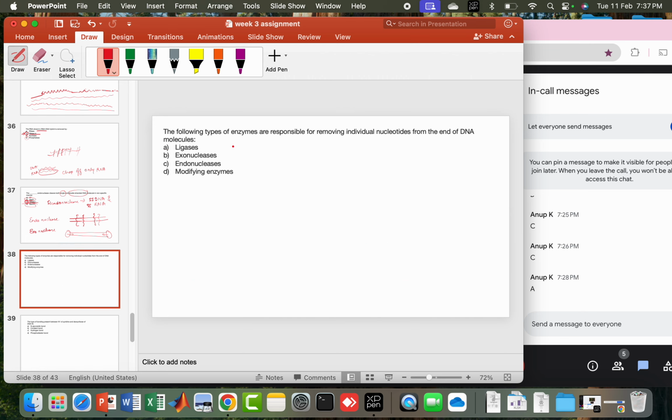The following types of enzyme are responsible for removing individual nucleotides from the end. So again, as I mentioned in the previous slide, exonucleases will chop off the nucleotides from the end. Ligases won't do any breakdown, they will just ligate two molecules. Exonucleases is the correct answer. Endonucleases, again, will break in between. Modifying enzymes, no. So the correct answer is exonucleases, B.